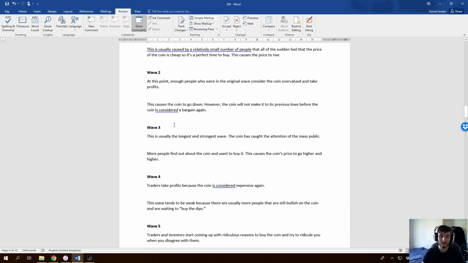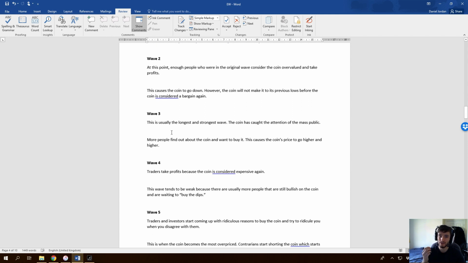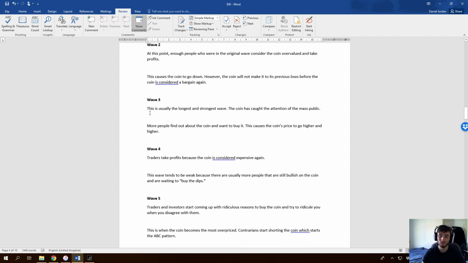So then once wave number 2 has made its way down, this is when you get the third wave. So this wave number 3 is really often the longest and strongest wave. The coin has caught the attention of the mass public. So this is as if we're looking at a cycle, for instance like on a daily or weekly chart. Okay, so it's caught the attention of the mass public. More people find out about the coin and want to buy it. This causes the coin's price to go higher and higher.